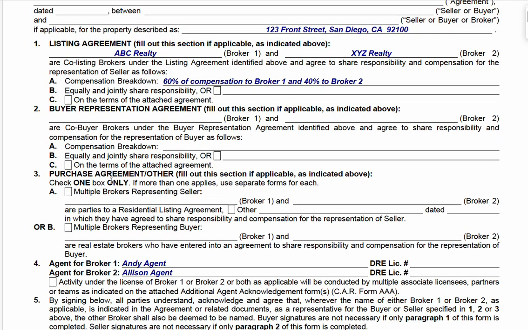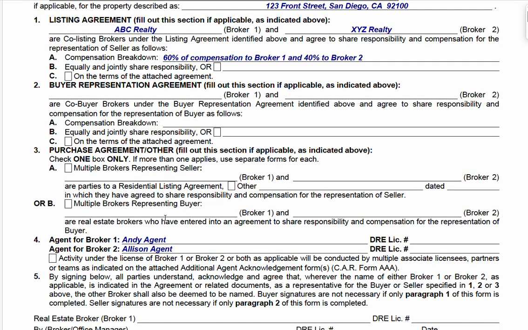So we'll skip down to the purchase agreement. This is a little bit different in how it looks. You have a scenario: if you're writing an offer and you recognize that there are multiple listing brokers, maybe you see it in the MLS, you can check this box and write this in. It's a little weird that they have agreed to share responsibility and compensation. It's a little weird for a buyer's agent to write something down and state that, but I guess it's acknowledging that they should have figured it out by this point in time.